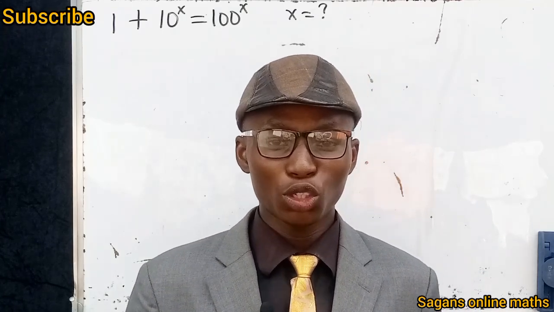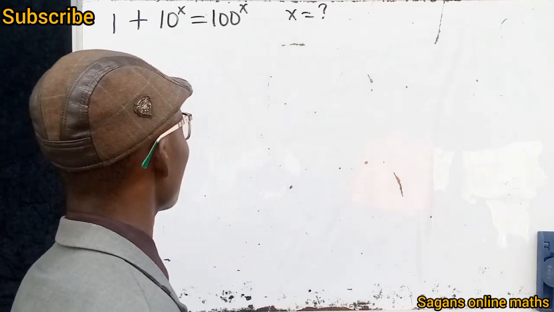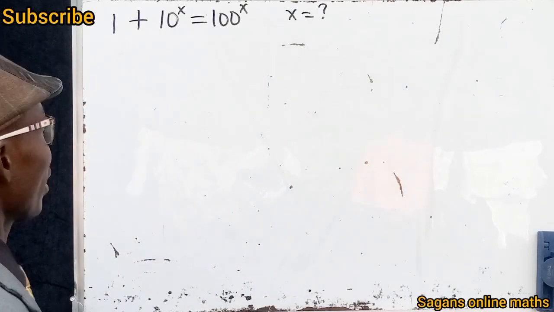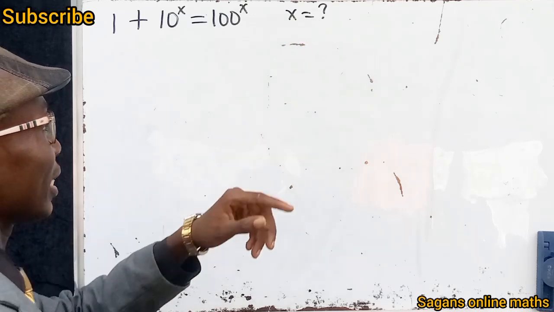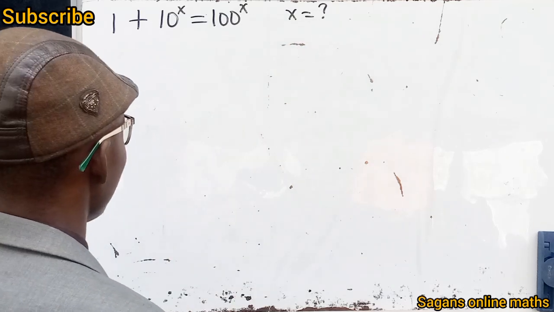Let's solve this simple question on the board. Now look at what you are given. We are given that 1 plus 10 raised to the power of x equals 100 raised to the power of x. We are asked to find the value of what? x. This problem is as simple as ABCD.